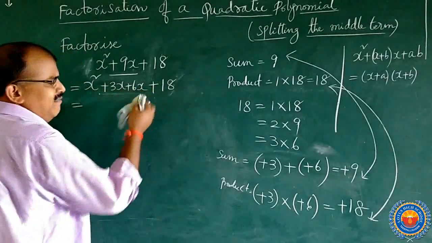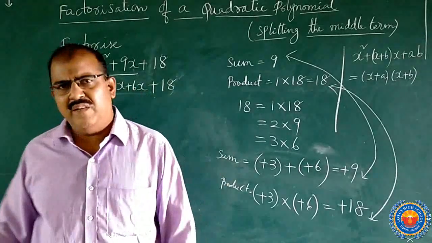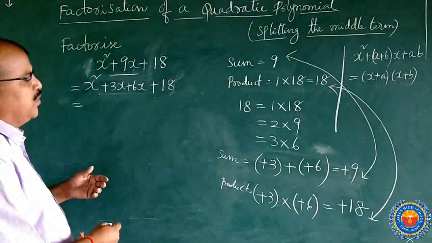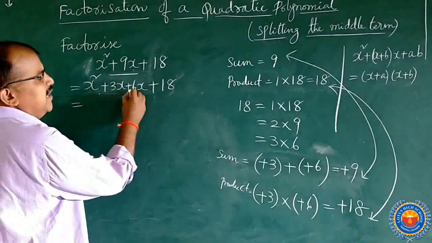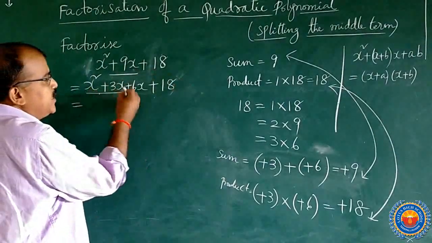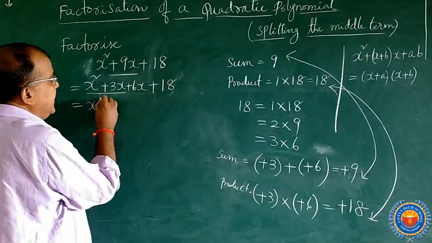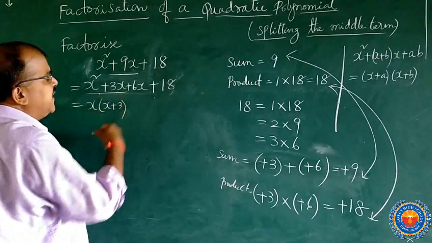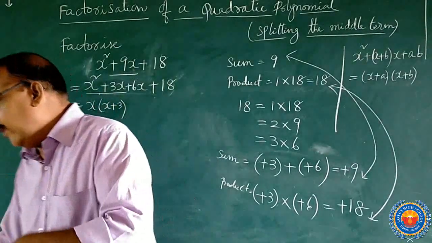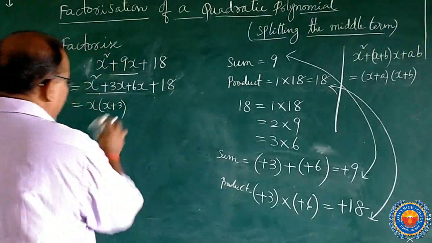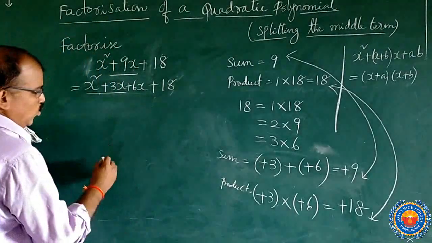Now normal factorization you know very well. How to factorize? Very simple. First you take these two, later you take those two. First you take these two: x of x plus 3. Why am I writing directly x of x plus 3? Because you already know. Anyhow, if you want, once again I will explain how to do it.